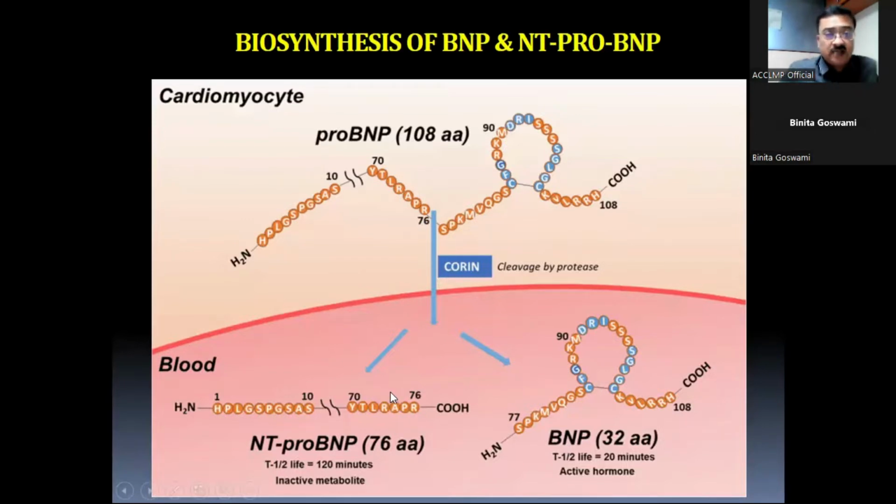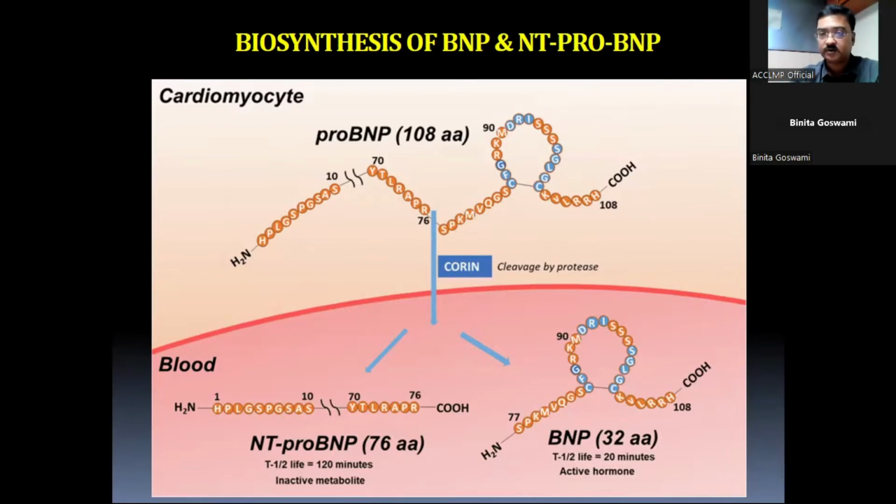BNP has an extremely low half-life, so it's very difficult to analyze this parameter in our lab setup. NT-proBNP is the equivalent portion of BNP. One BNP is produced, and one NT-proBNP is produced, just like insulin and C-peptide. So if you quantitate proBNP, that means an equal amount of BNP is also produced.